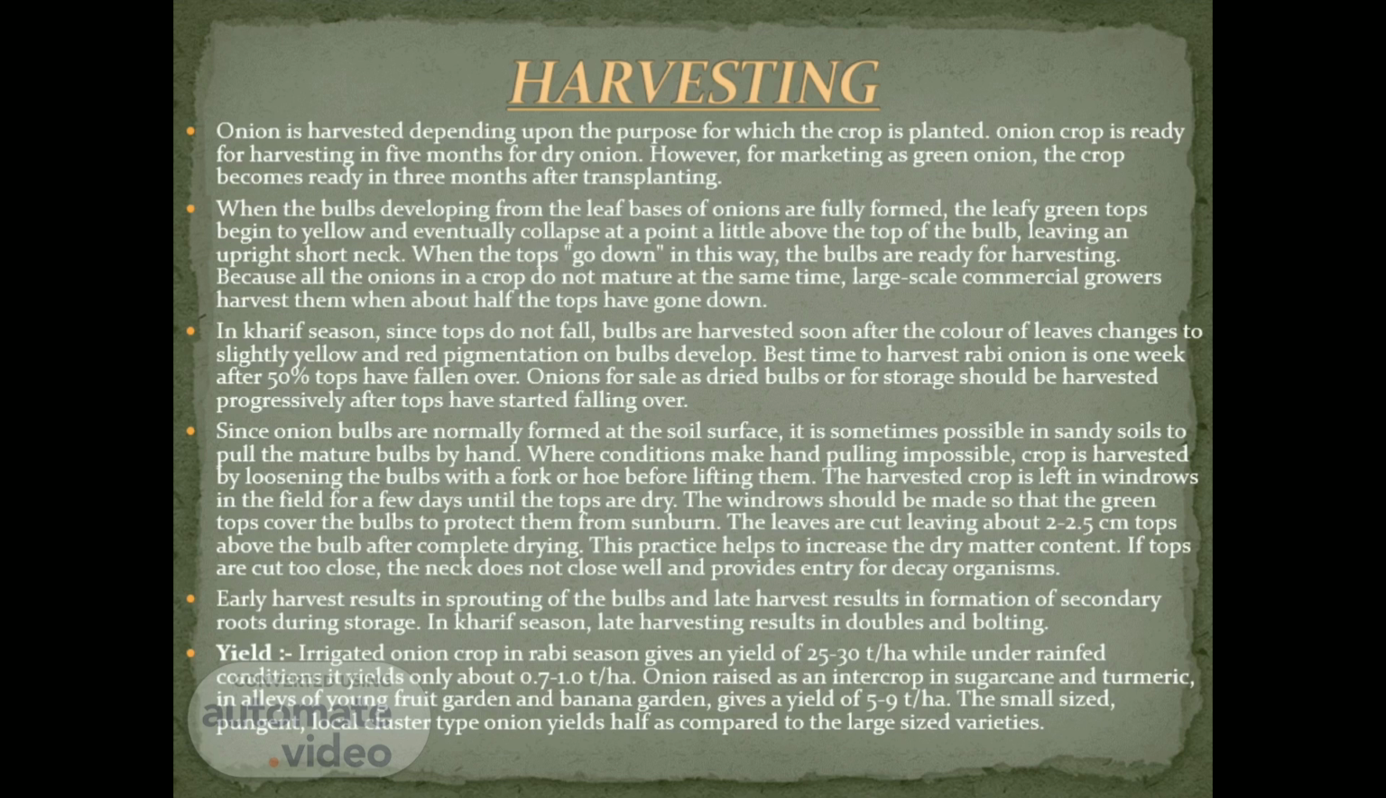Yield: irrigated onion crop in Rabi season gives a yield of 25 to 30 ton per hectare, while under rain-fed conditions it yields only about 0.7 to 1 tons per hectare. Onion raised as an intercrop in sugarcane and turmeric, in alleys of young fruit garden and banana garden gives a yield of 5 to 9 tons per hectare. The small-sized, pungent and local cluster type onions yield half as compared to the large-sized varieties.